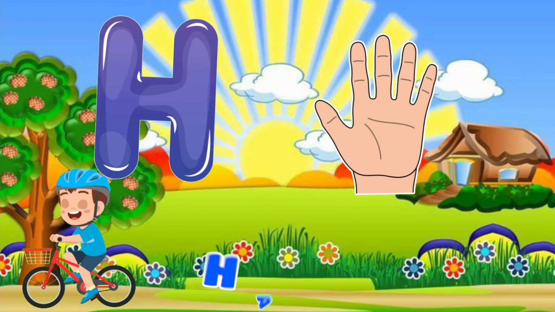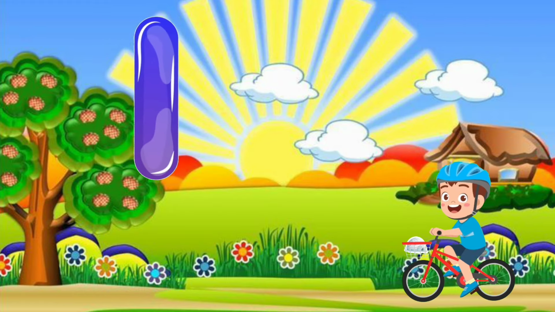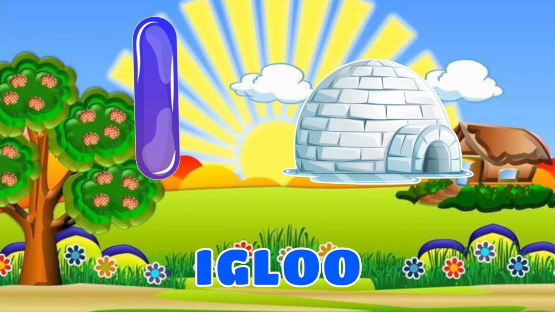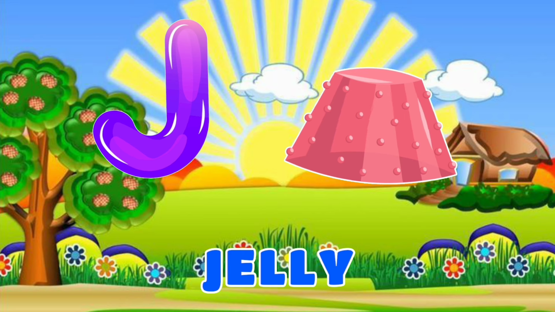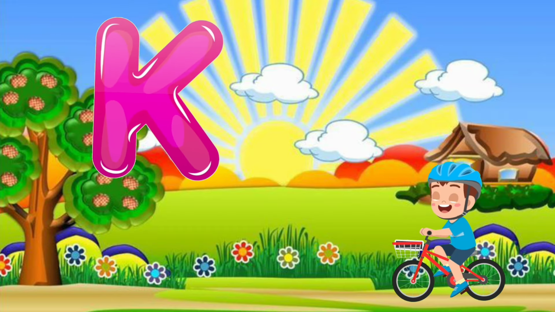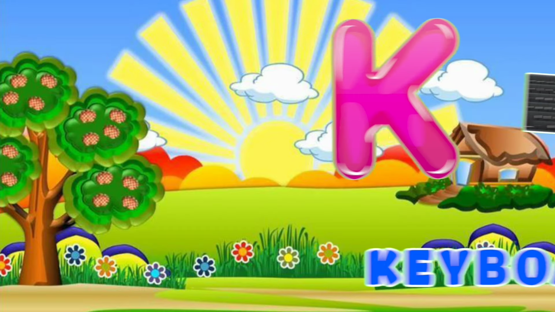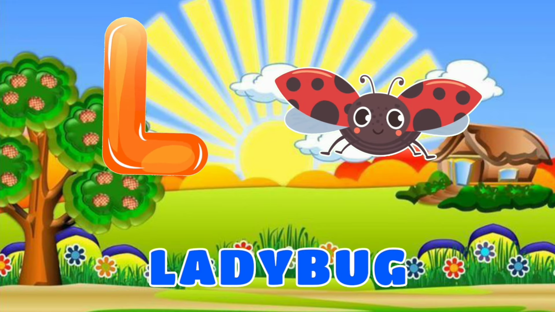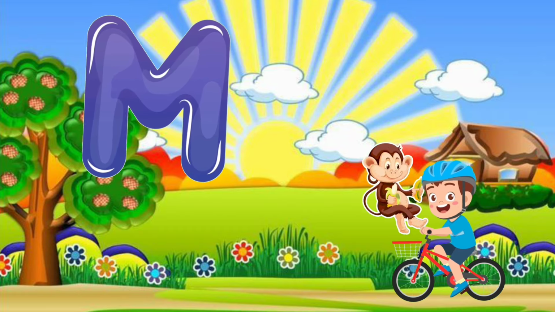H. H is for hand. I. I is for igloo. J. J is for jelly. K. K is for keyboard. L. L is for ladybug. M. M is for monkey.